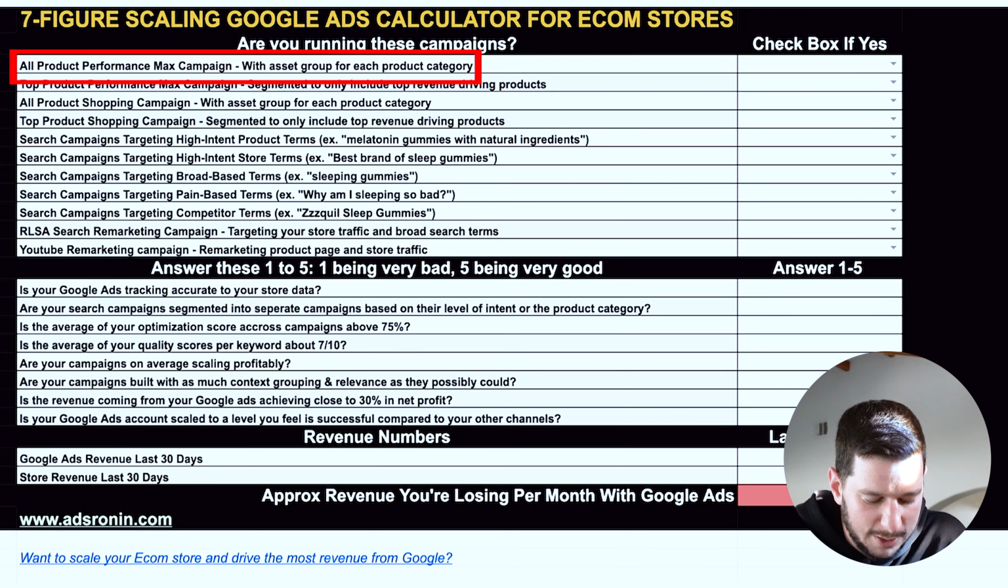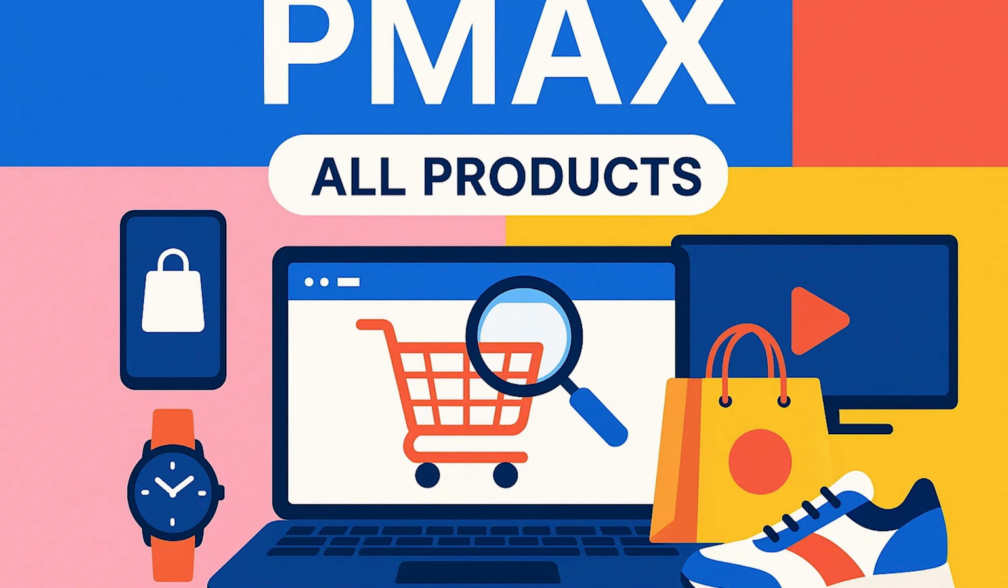So they should exist in your account. It's just a matter of how much each of them have scaled up and how much of a dent they're making in the overall goal of the ROI that you're trying to go after. So the first is going to be an all product Performance Max campaign. This is a Performance Max campaign that includes all products in the store. Very simple.